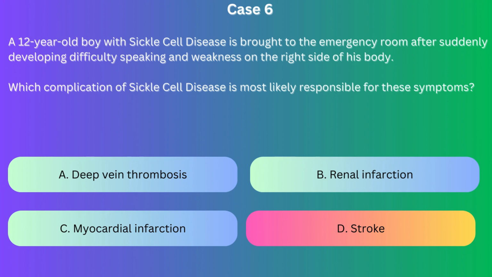This risk underscores the importance of regular screening with transcranial Doppler ultrasounds in children with sickle cell disease to assess blood flow velocities in cerebral arteries, as increased velocities can indicate a higher risk of stroke.